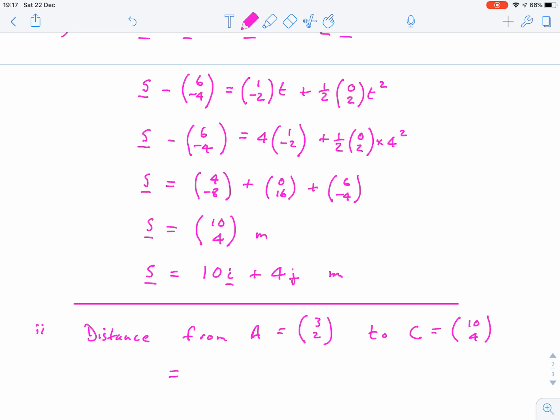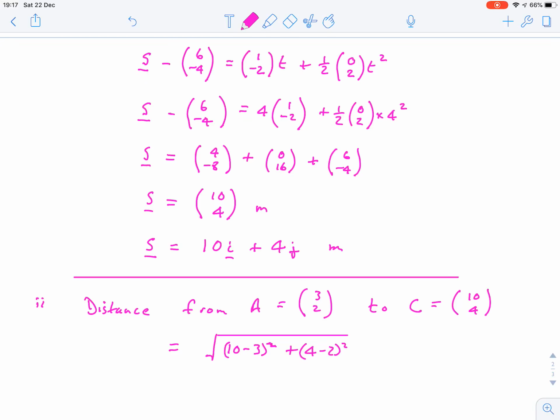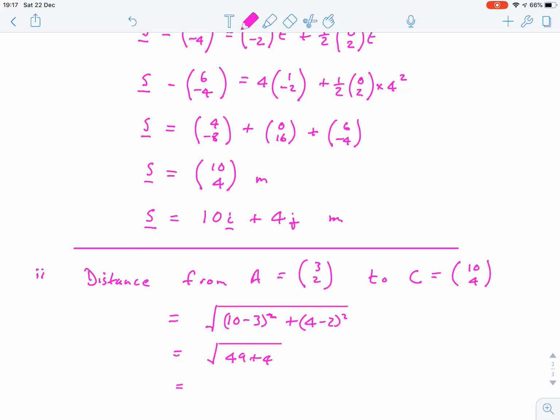So here we're just using Pythagoras. This is the square root of 10 minus 3 squared plus 4 minus 2 squared, which is equal to the square root of 10 minus 3 is 7, squared it's 49, 4 minus 2 is 2, squared it's 4, so that's root 53. Putting that in the calculator gives 7.28 meters to 3 significant figures. And that completes the question.